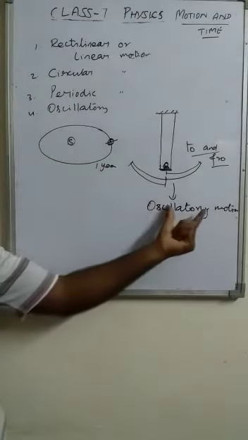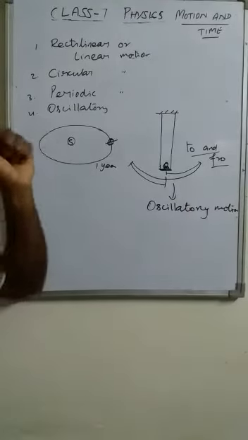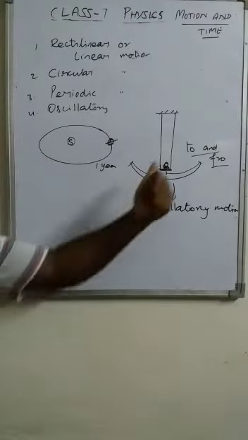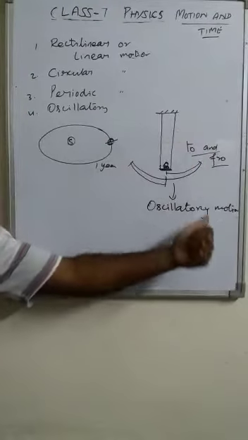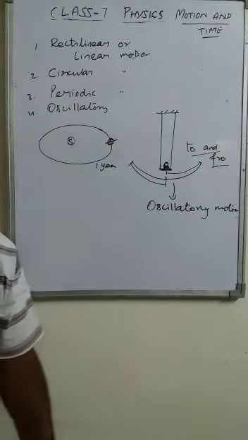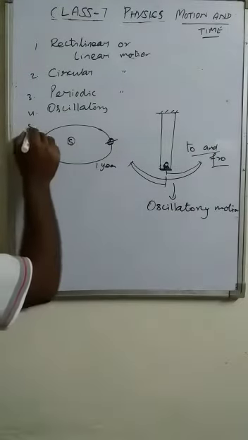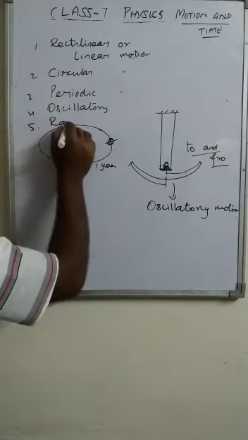Finally we can say all oscillatory motions are periodic, but all periodic motions are not oscillatory. Here it is periodic as well as oscillatory, but in this case it is only periodic. So this is also a kind of motion. Then at last we can say one more type, that is random motion.